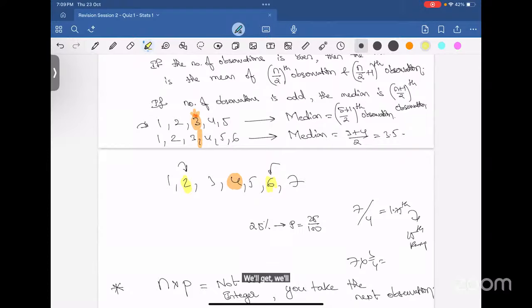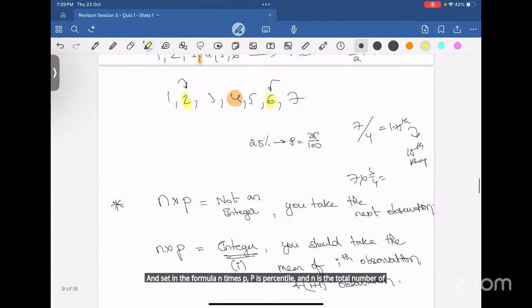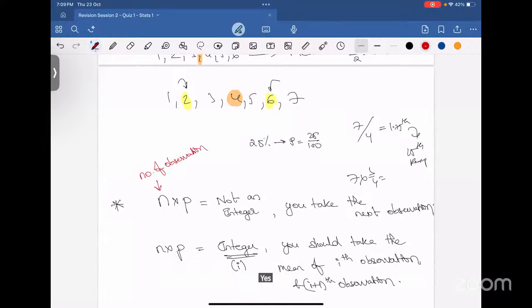In the formula, n times P is the percentile and n is the total number of observations, right? Whenever we are getting a decimal, we should take the next nearest integer. And if we get an integer, then we should take the mean of that integer position and the next observation. It's the mean of the ith observation and the (i+1)th observation.